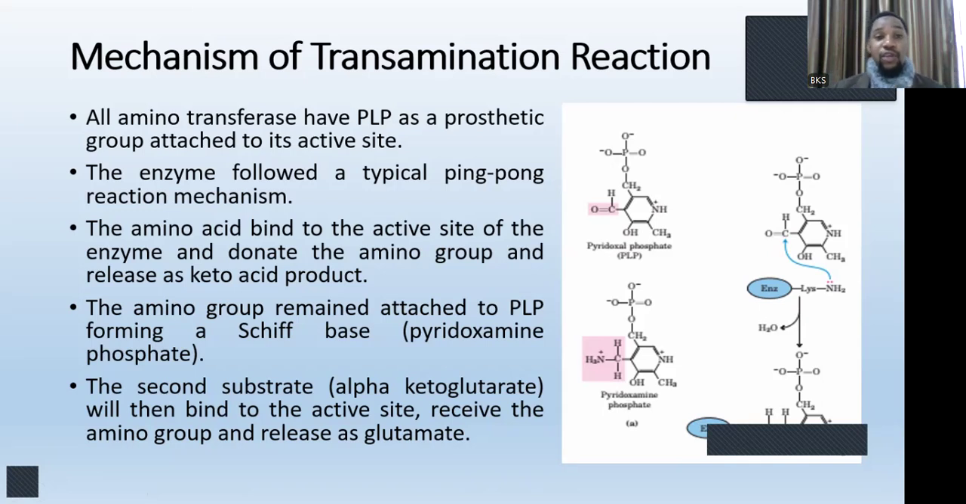In the case of ping pong, the two substrates do not come together. Rather, one substrate will come and bind to the enzyme, be converted to the product and released, just as we've seen. And then the second substrate will come in, also converted to product. This is the ping pong mechanism. So this enzyme aminotransferase is a typical example of the ping pong mechanism.